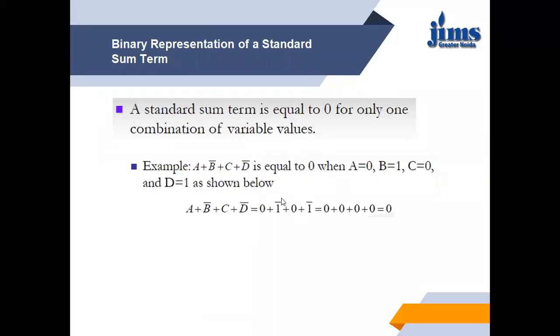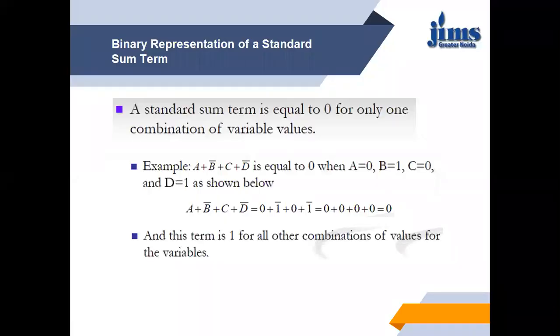And it can be shown that if we put these values, then it will be 0 or 1 bar or 0 or 1 bar equals 0 or 0 or 0 or 0. This 1 bar, that is the complement of 1, equals 0, and it comes to be 0. And this term is 1 for all the rest of the combinations, as in the case of min terms, where that particular min term is 1 and for the rest of the combinations the value will be 0. So here in this case the max term has a value of 0, and for the rest of the combinations it will have a value of 1.